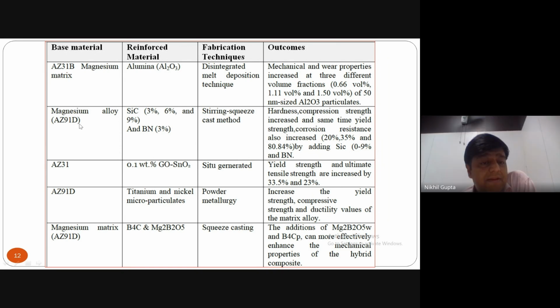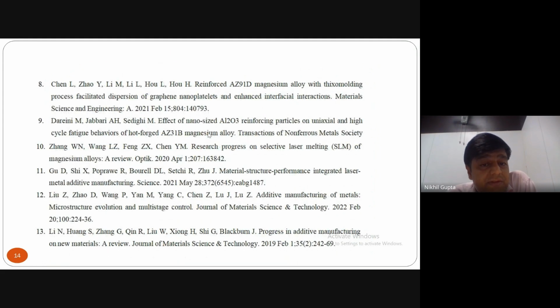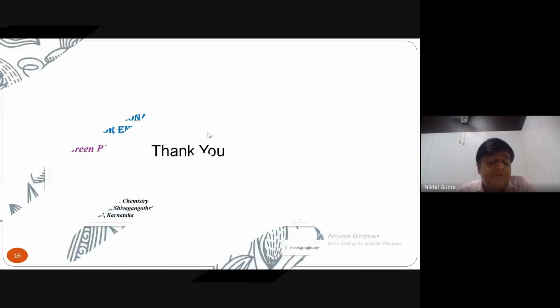Sir, these are the overall conclusions. I have read a number of papers, sir, in which we have seen that if we add some reinforcement material to a base material, then definitely the characteristics of the base material are also enhanced. So this is the overall conclusion. So these are the references in my research work and in my paper, sir. Thank you, sir.